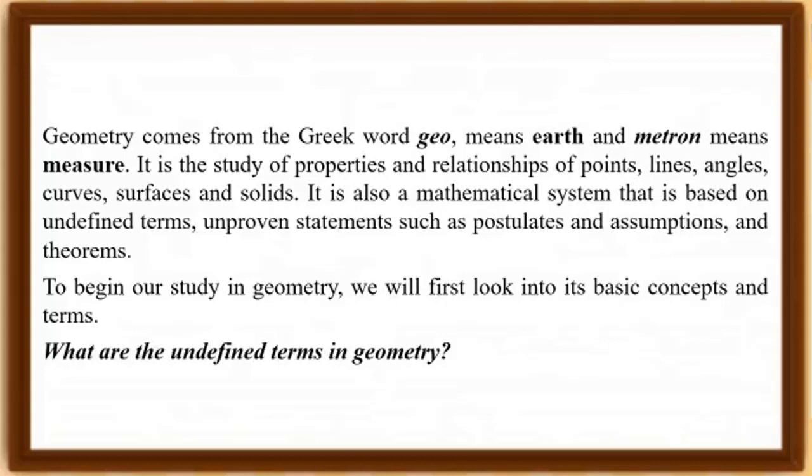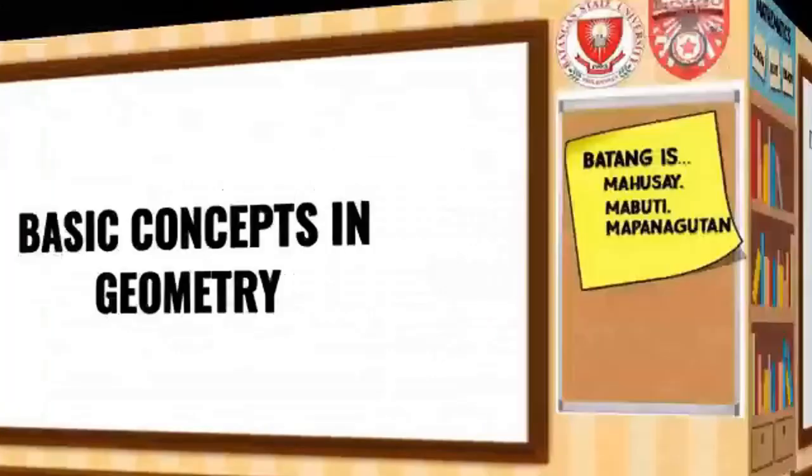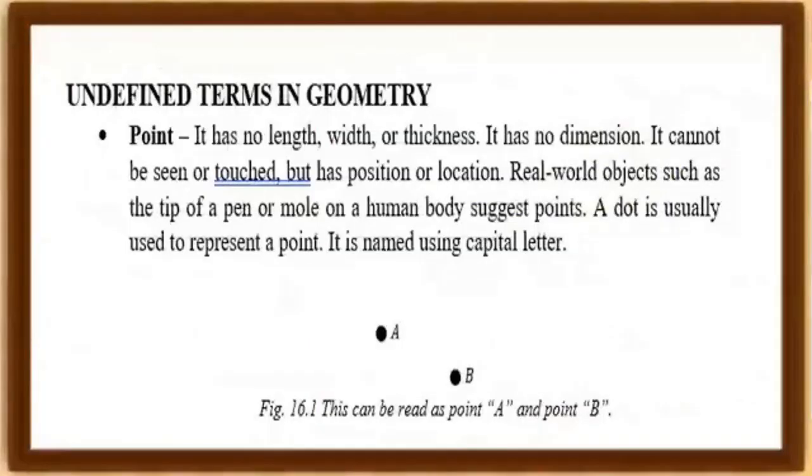So what are the undefined terms in geometry? What we're going to discuss first is the basic concept in geometry. Undefined terms in geometry. First is point. It has no length, width, or thickness. It has no dimension. It cannot be seen or touched, but has position or location.